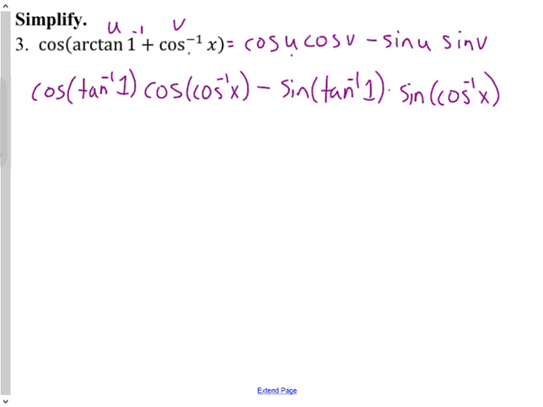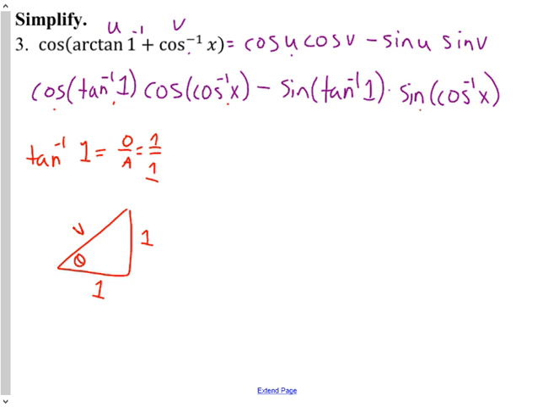Here's what's going to happen. We need a tan inverse triangle and a cosine inverse triangle, and we'll be able to find sine or cosine of those triangles. So tan inverse 1 means opposite over adjacent are the same. So doing a triangle here. Here's my tan inverse. Tan inverse means that equals that angle where opposite is 1, adjacent is 1. Solving for the hypotenuse, 1 squared plus 1 squared gives us 2 is c squared. So hypotenuse is square root of 2.